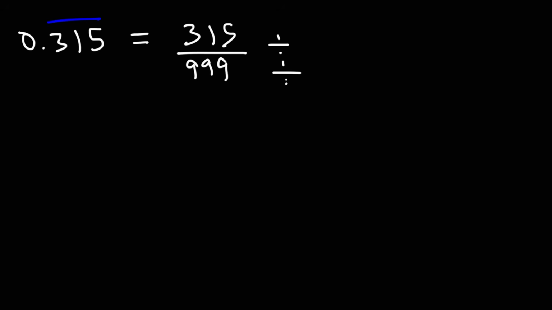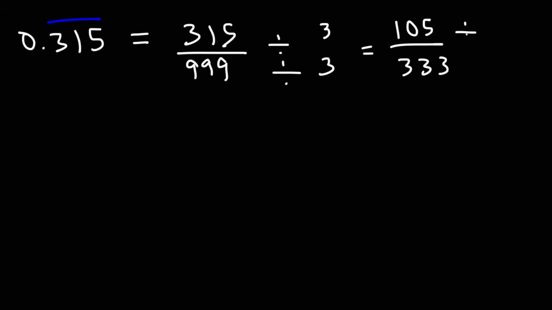300 is divisible by 3, and so is 15. Therefore, 315 must be divisible by 3. 300 divided by 3 is 100. 15 divided by 3 is 5, so 315 divided by 3 is 105. And we know this is going to be 333. Now 105, what can we do with that?